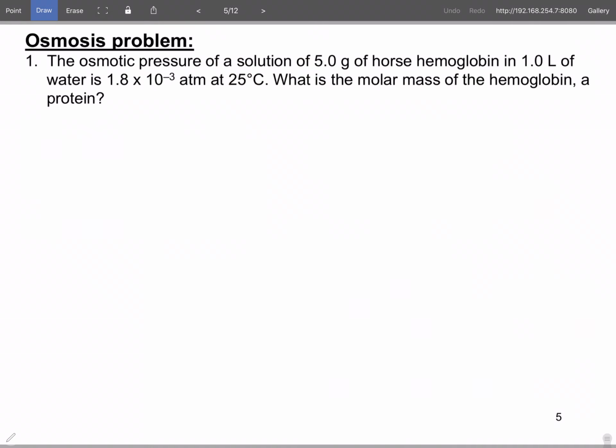So, if we use this, the osmotic pressure of a solution of 5 grams of horse hemoglobin, so I'm going to call this HH, so horse hemoglobin, we have 5.0 grams. And our solvent is going to be water. And we have 1 liter of it. We're told that our osmotic pressure is 1.8 times 10 to the minus 3 atmospheres.